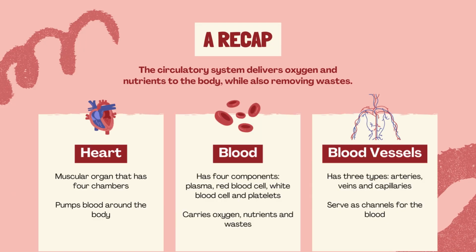A recap: the circulatory system delivers oxygen and nutrients to the body while also removing wastes. So, in a brief way, what is the function of the heart, blood, and blood vessels? The heart is a muscular organ that has four chambers. Its function is to pump blood around the body. The blood has four components: plasma, red blood cells, white blood cells, and platelets. It carries oxygen, nutrients, and wastes. Blood vessels have three types: the arteries, the veins, and capillaries. They serve as channels for the blood.